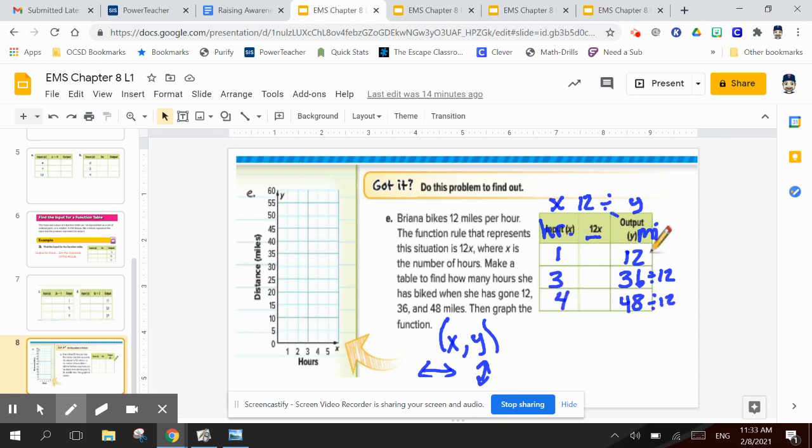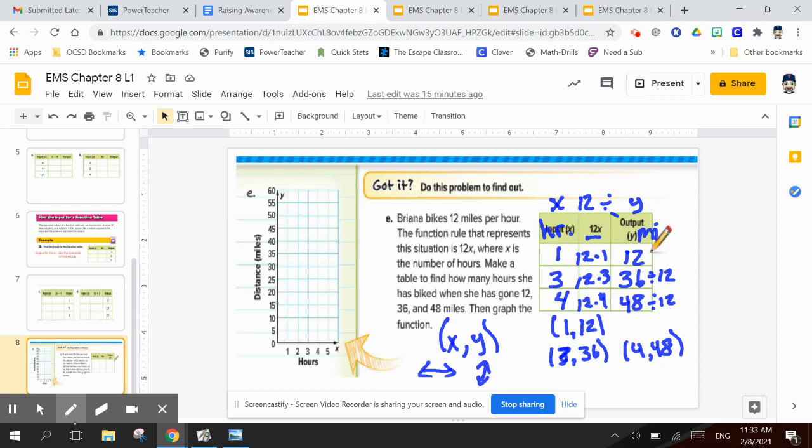And again, if I rewrite that in my rule box, there's 12 times 1 is 12. 12 times 3 is 36. And 12 times 4 is 48. So now I have to write each one of those as an ordered pair, X to Y. So I have 1, 12. I have 2, 36. Sorry, that's 3, 36. And I have 4, 48.